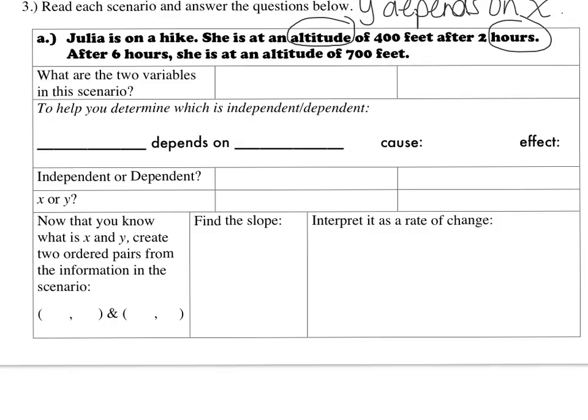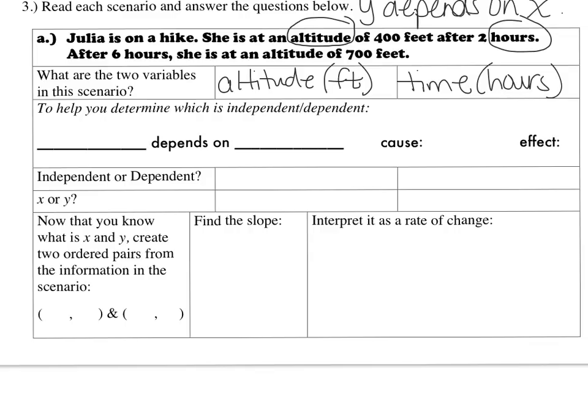Time. So I'm going to say here that my two variables are altitude, which I'm going to say is measured in feet, and time, which is measured in hours. So now we need to decide, is altitude x or y, and is time x or y? And so what we're going to do is we're going to put this in a depends on statement. So does her altitude depend on how many hours she's been hiking? Or does how many hours she's been hiking depend on her altitude?